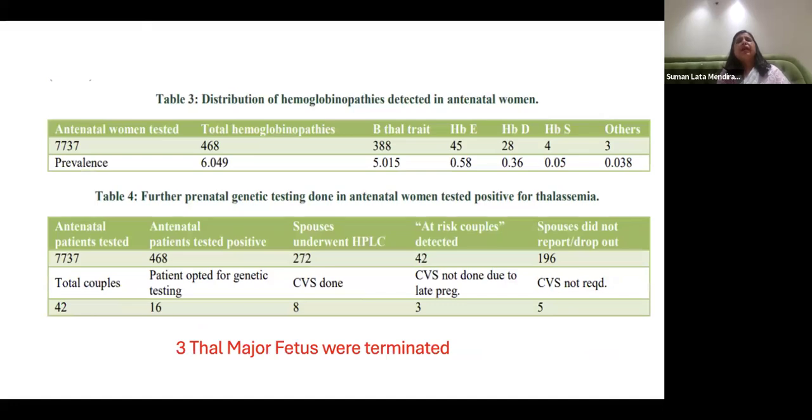Now, among antenatal patients, there were 7,737 patients, and the total number of couples who were positive was 42. Only 16 opted for genetic testing. The rest refused for some reason or the other. Out of these 16, CVS was done in 8. In 3 patients it could not be done because of late pregnancy, and in 5 patients it was not required, they were told. The 3 thalassemia major fetuses were terminated by this screening program over the period of 5 years. Next slide, please.